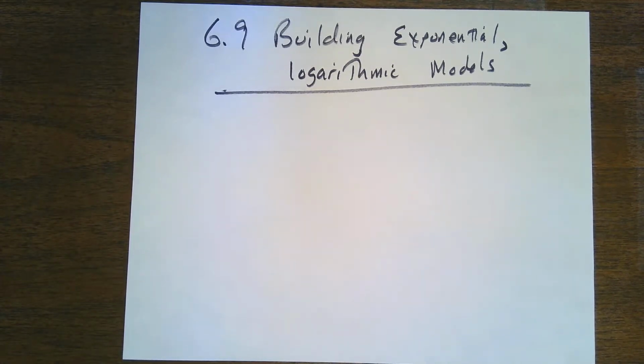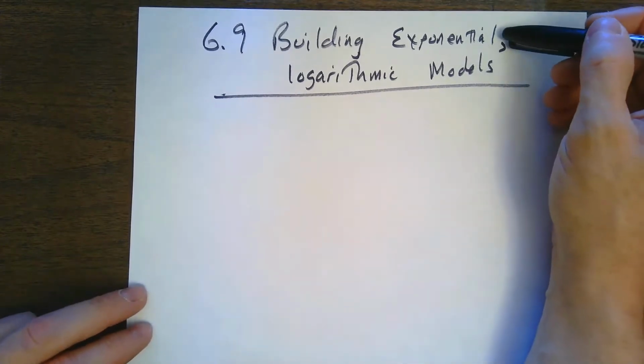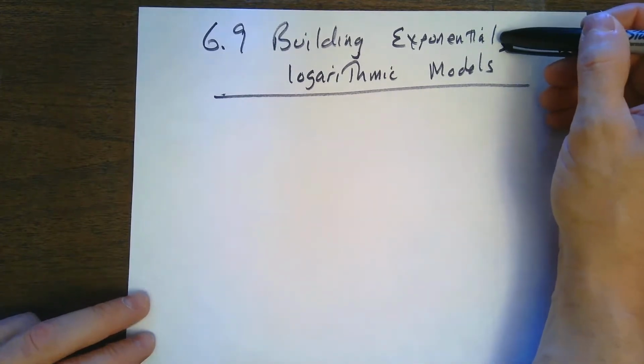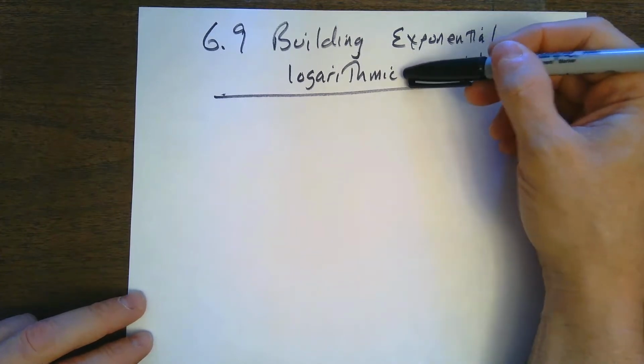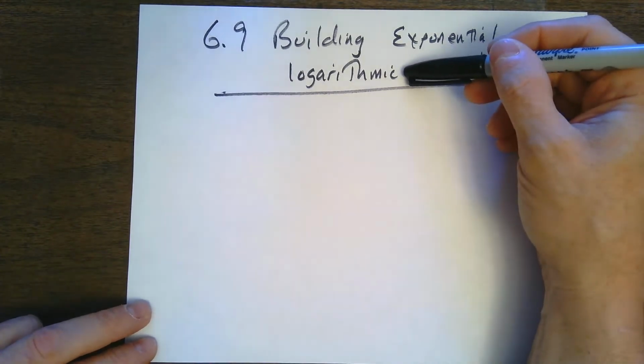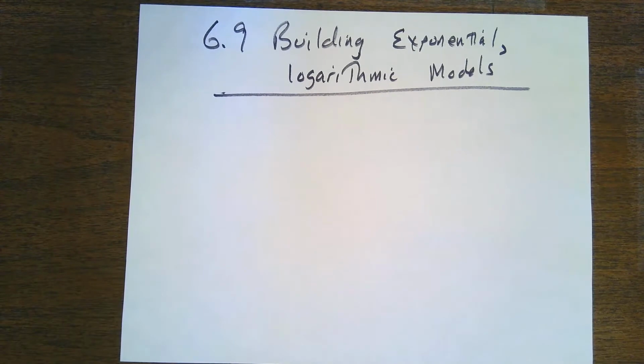Looking at 6.9, building exponential and logarithmic models. It also includes the logistic model that we skipped in 6.8. If you want to look over it, it's a good model for population and for other things. But I want to focus mostly on exponential and logarithmic. And remember, we can have exponential growth and exponential decay, and logarithmic growth and logarithmic decay. So I want to focus in on one of these.